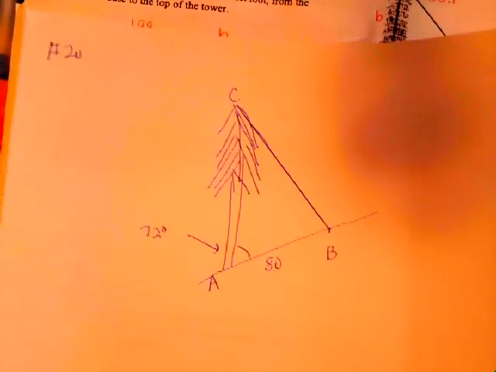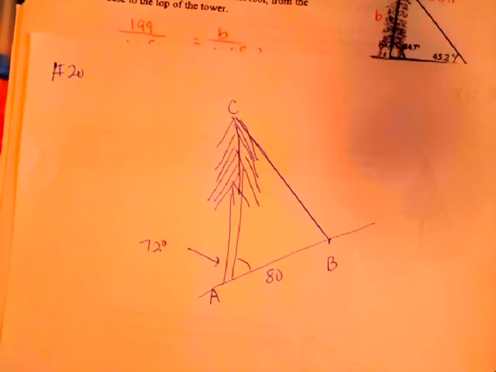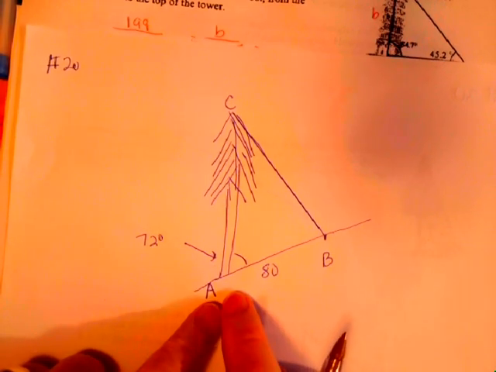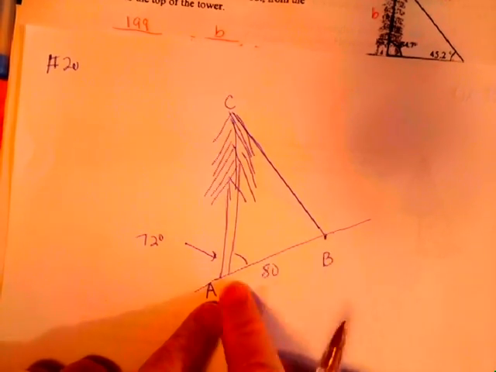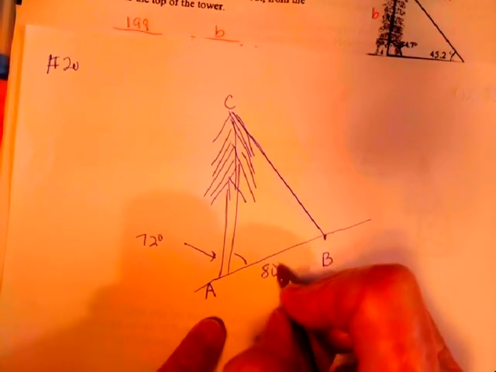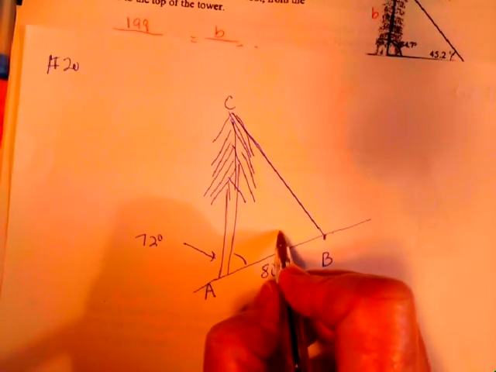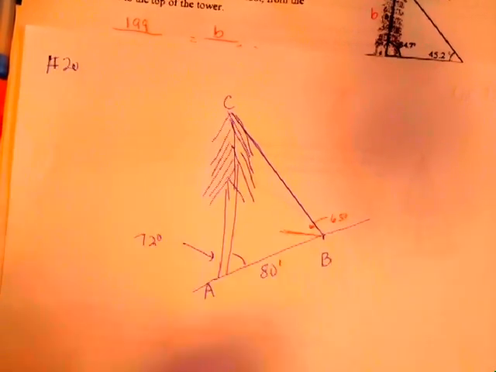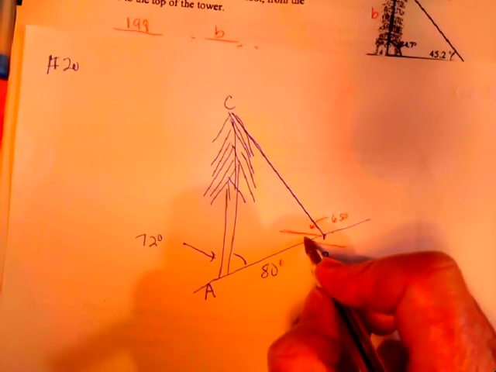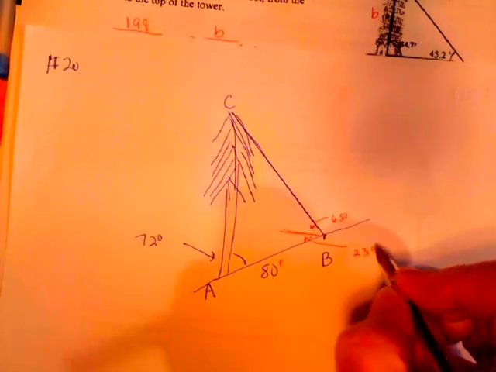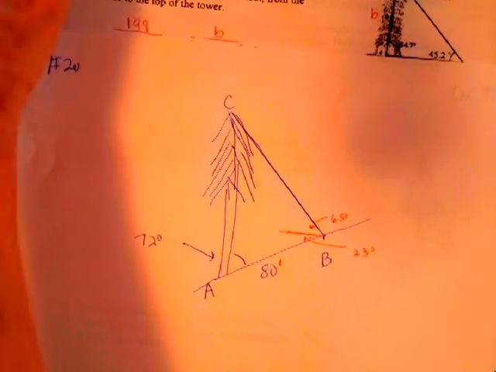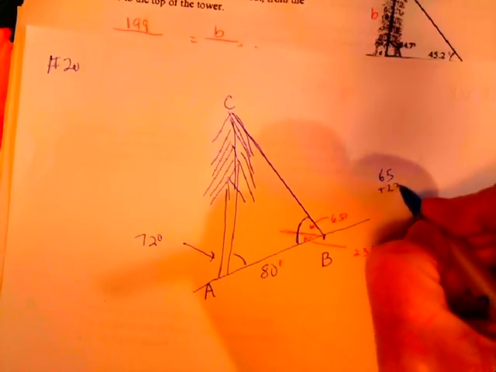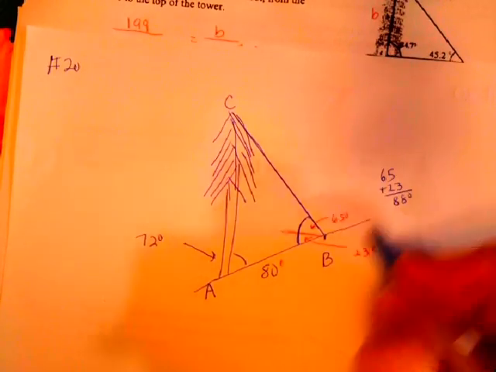Well, I drew this a little bigger for you so that maybe we could point out what they're saying. They're telling me that this angle is 72 degrees. They're telling me that from the tree to some point up the hill is 80 feet. They're telling me that the angle of elevation is 65 degrees and the angle of depression is 23 degrees. So actually what they're telling me is that this whole angle is 65 plus 23. This whole angle is 88 degrees.